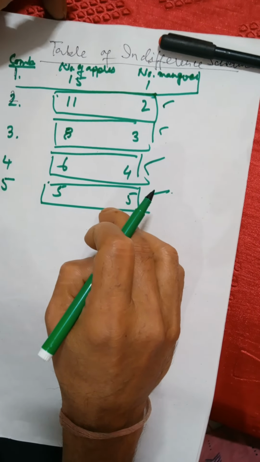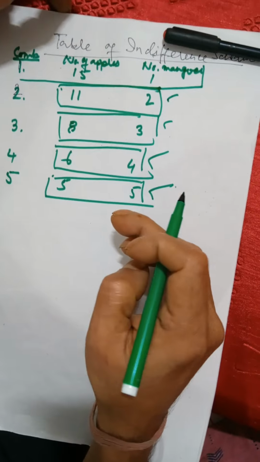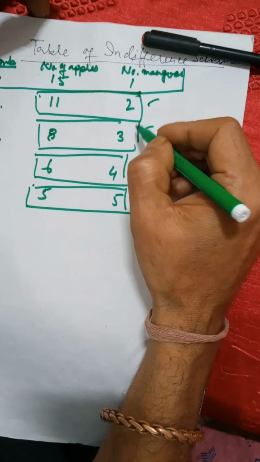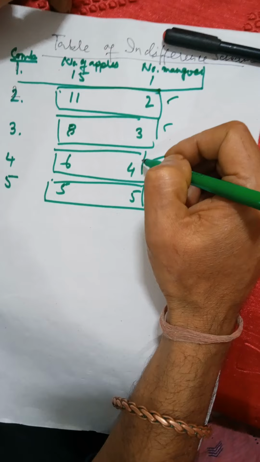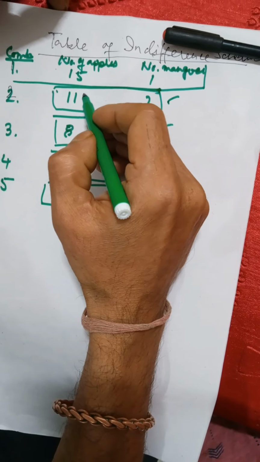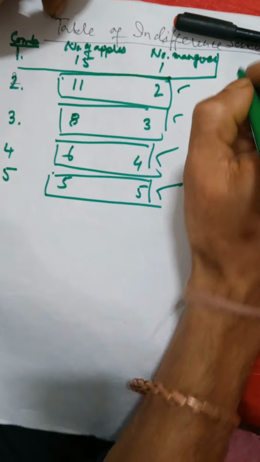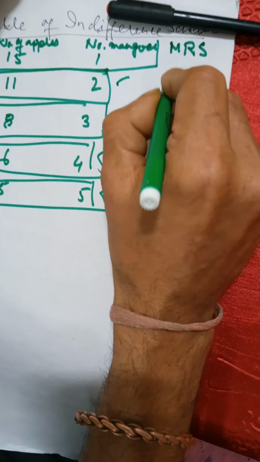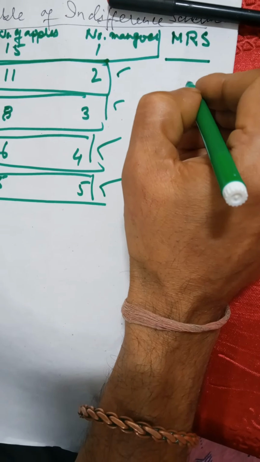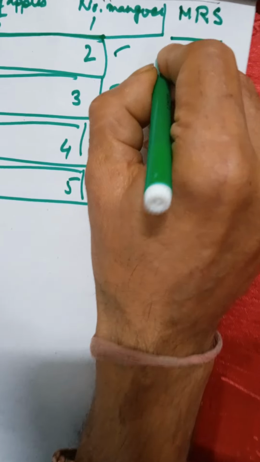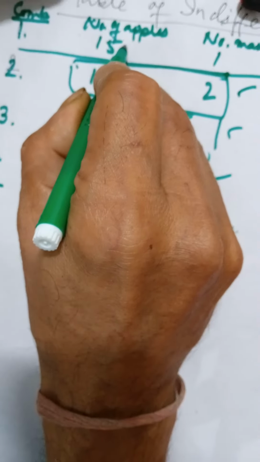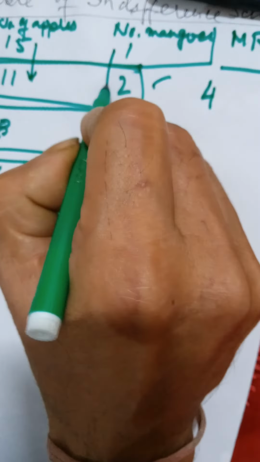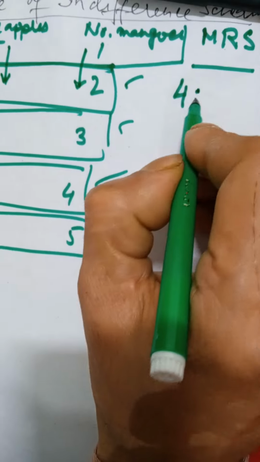Now you can see that as the consumer goes on acquiring more mangoes, he has to sacrifice the number of apples he had been consuming. In this column we write MRS, that is marginal rate of substitution. So here we can see that he has sacrificed 4 apples to acquire 1 mango, because the number of apples has decreased from 15 to 11, that is 4, and the number of mangoes has increased from 1 to 2, that is 1. So MRS is 4:1.